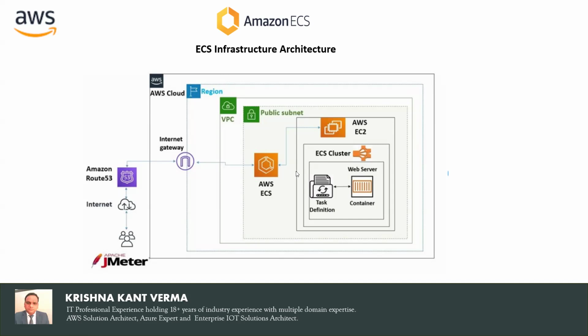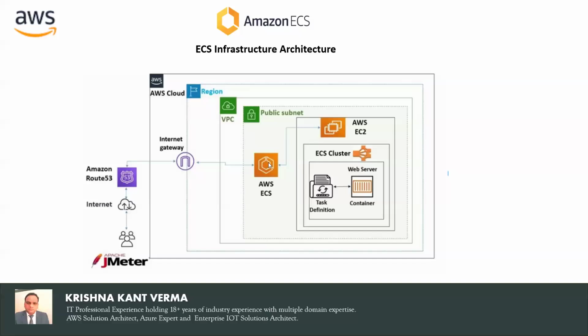Our applications further will be in the same architecture. The applications running within the containers are running within the ECS cluster. From ECS, it is further connected to the outside world through the internet gateway, and the routing service, whether we are using the Amazon DNS service Route 53 or some other service. So that is the infrastructure architecture of ECS.